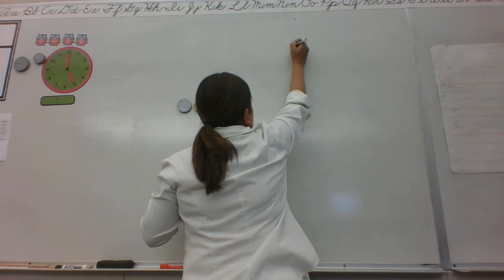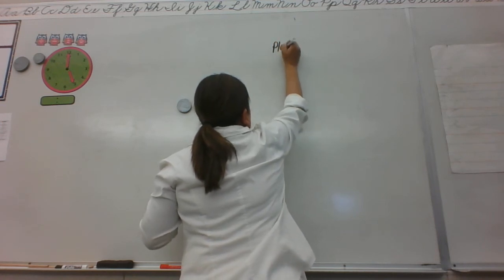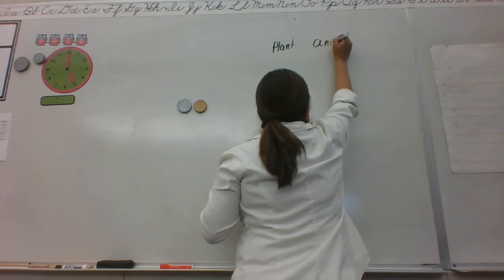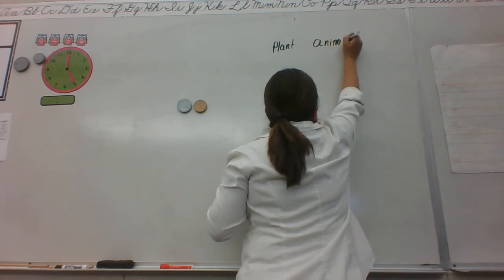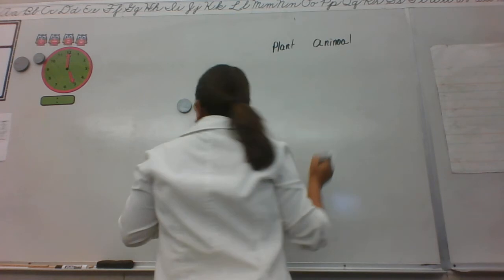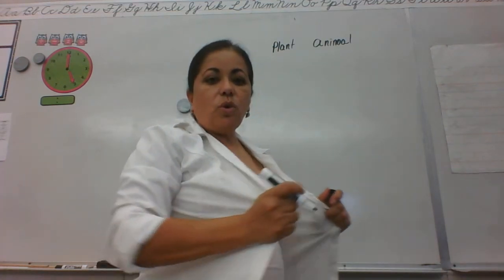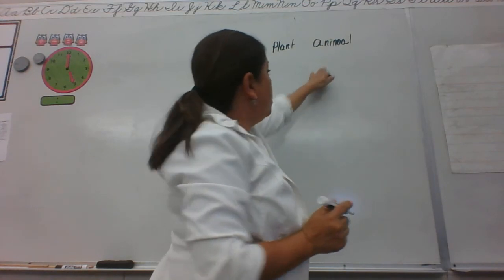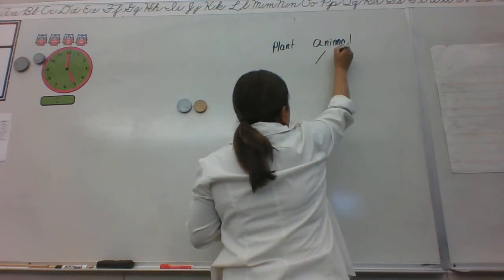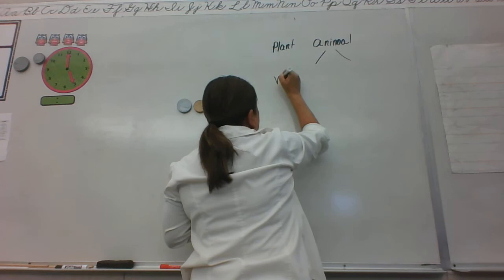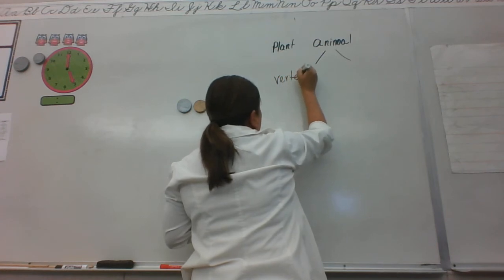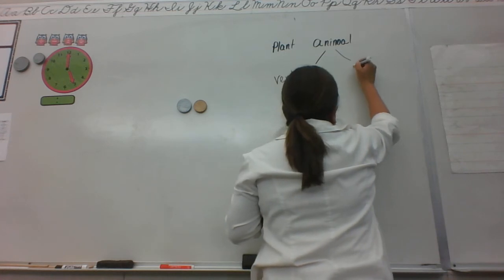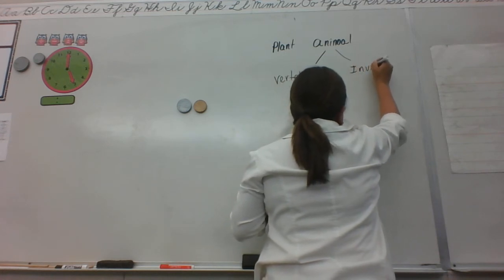So we have the plant kingdom and we have the animal kingdom. We're studying zoology, so we're studying the animals. We're not studying plants. So under animals, we have 2 groups. You don't have to write this down. This is just so you can see. We have the vertebrate and the invertebrate.